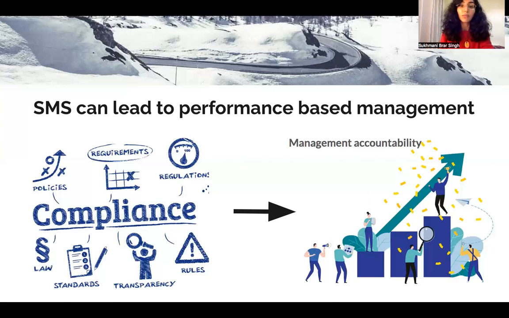So some important aspects that lead to performance-based management, and what makes it different from compliance, is management accountability. Management is involved in the safety management process. It's not just the health and safety department doing their own thing, trying to get people to comply. Management is stepping in, they are buying into safety, and they are being accountable. And there's also the implementation of risk management procedures.